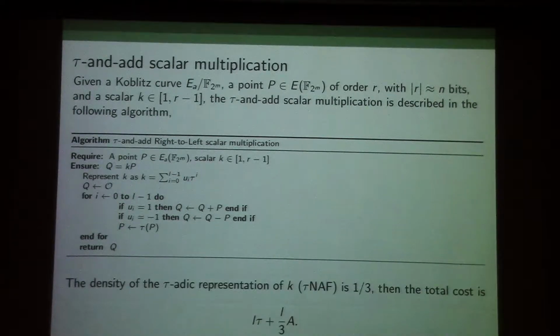So the density of this special representation tau NAF is 1/3. For that reason, the length of k increases a little bit, but not significantly. So we have L taus plus L divided by 3 additions.